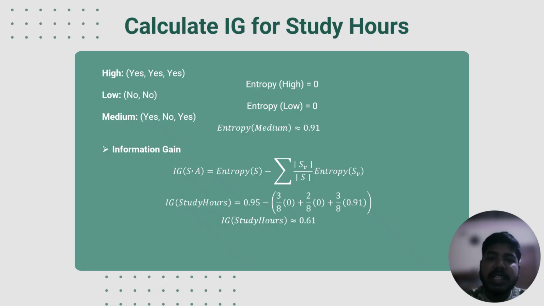When we split by study hours, we get very good separation. High study hours means all students pass and this is pure. For low study hours, all students fail. This is also pure. For medium study hours, we can see mixed data. The information gain is 0.61, that is quite high. This means study hours is a very good feature to split on.